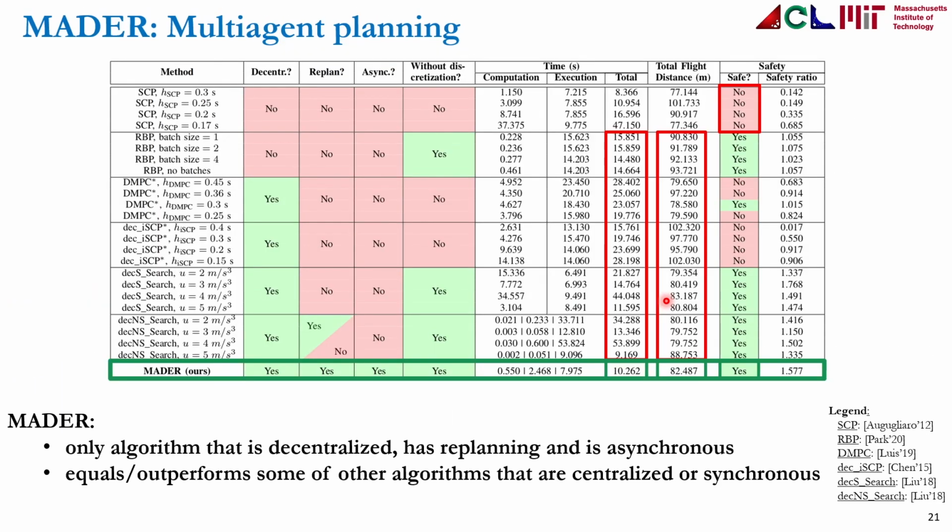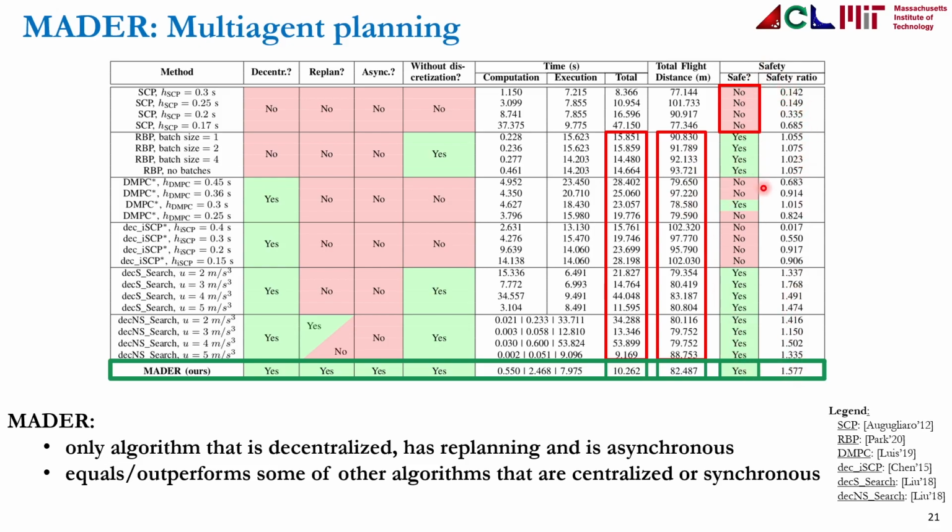Okay, so this is something we have tested extensively against many other different state-of-the-art algorithms. And here we classify them according to whether or not they are decentralized, they have replanning, they are asynchronous, and whether or not they rely on discretization. And then in the second part of the table, we compare the computation time, execution time, and total time of these algorithms, the total flight distance, and also we classify them according to whether or not they are safe.